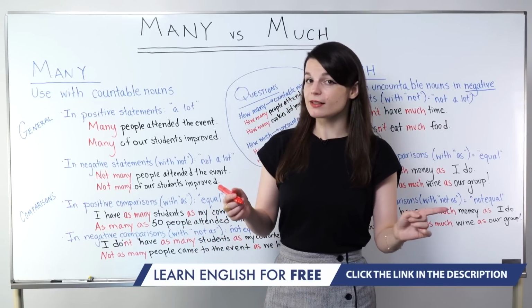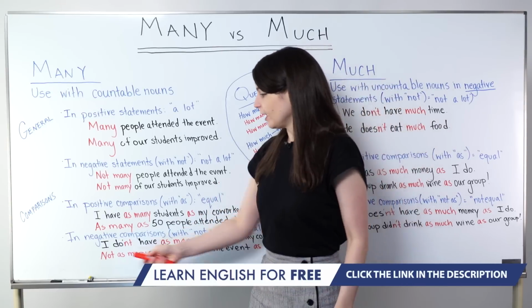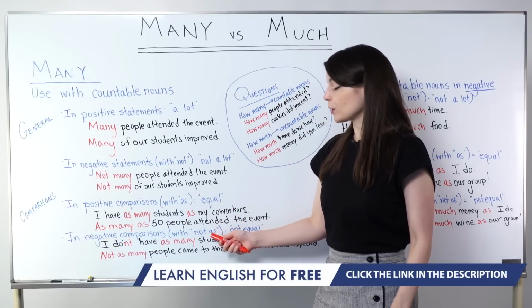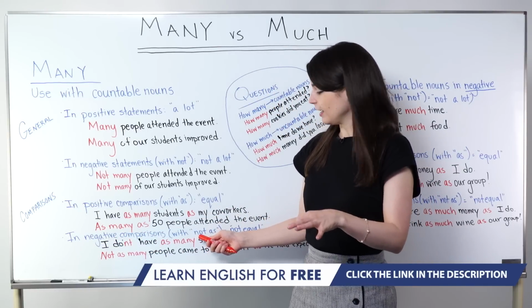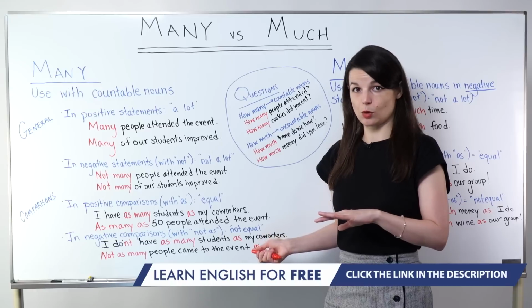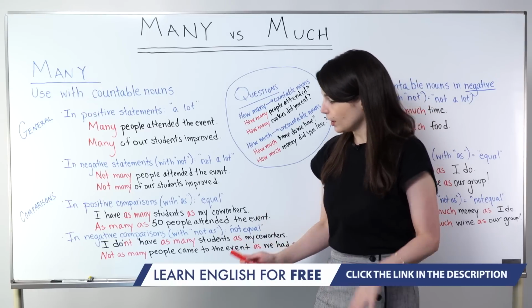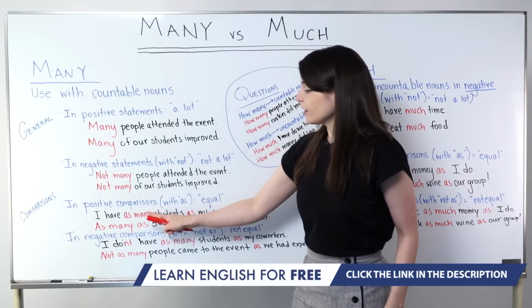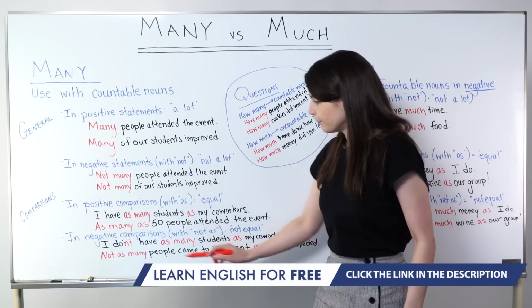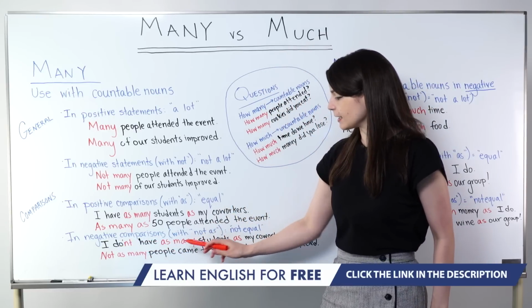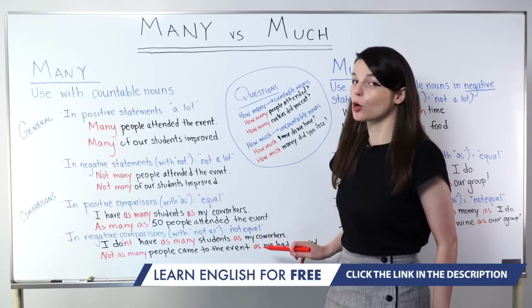Let's compare this then to a negative comparison. In negative comparisons, we use not as, and it means not equal. So this sentence is the negative version of the previous one. I don't have as many students as my coworkers.